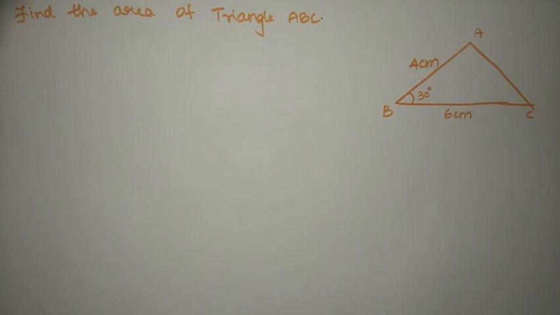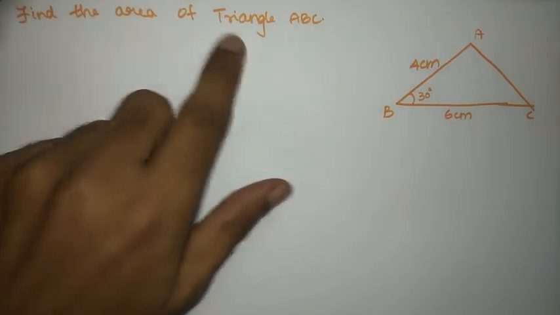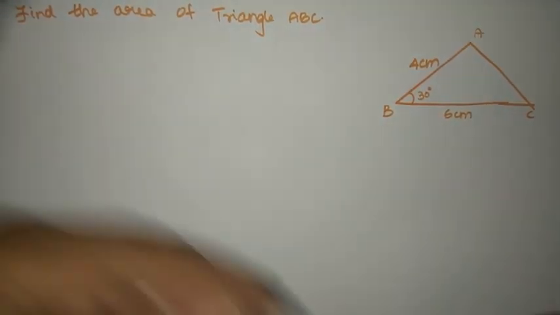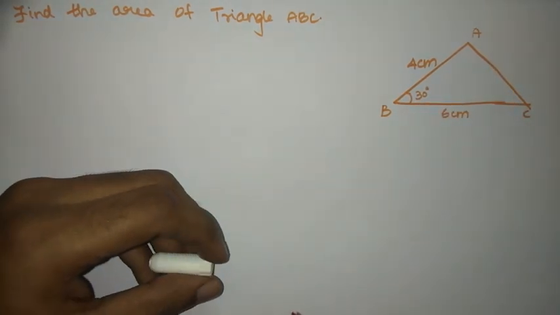In this video, let us solve some problems on applications of trigonometry. The first question is, we are asked to find the area of triangle ABC. So this total area must be calculated.